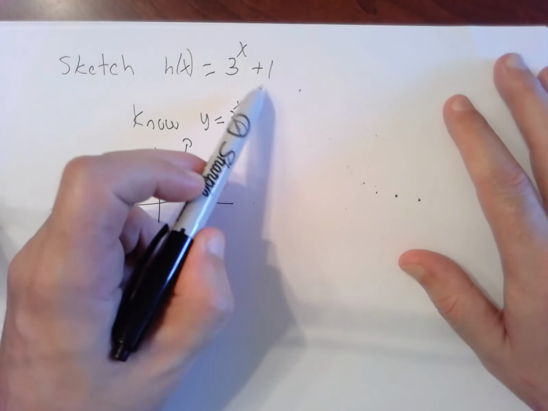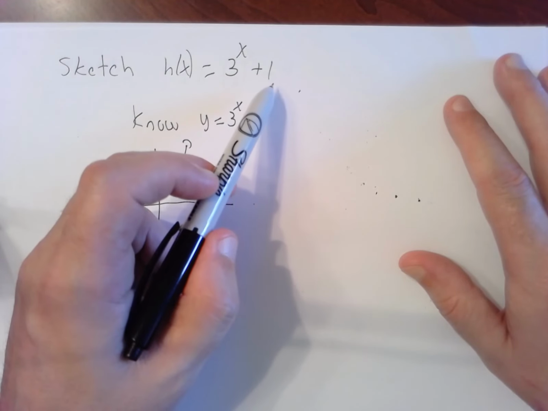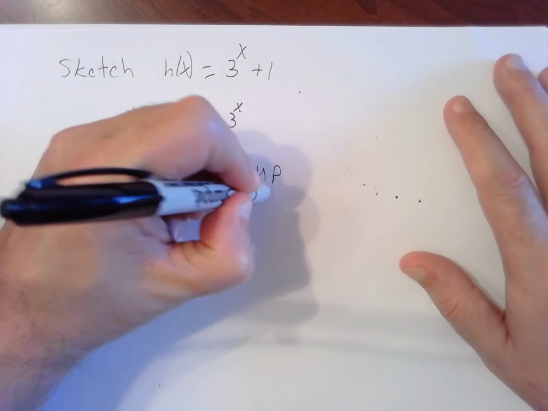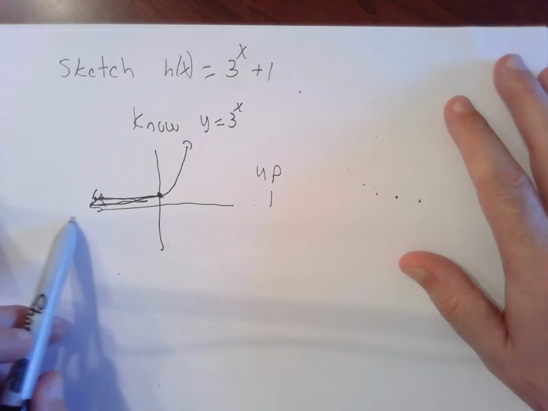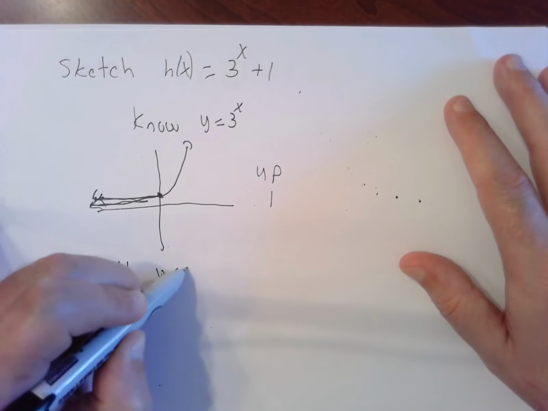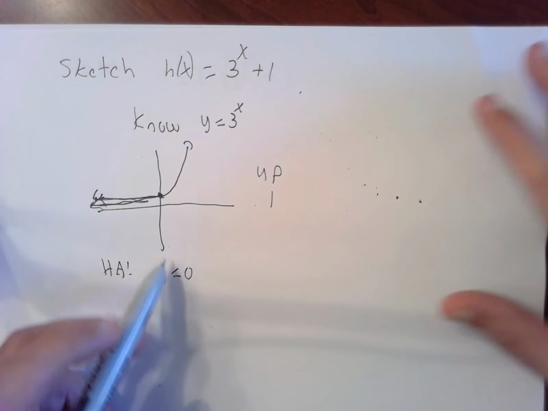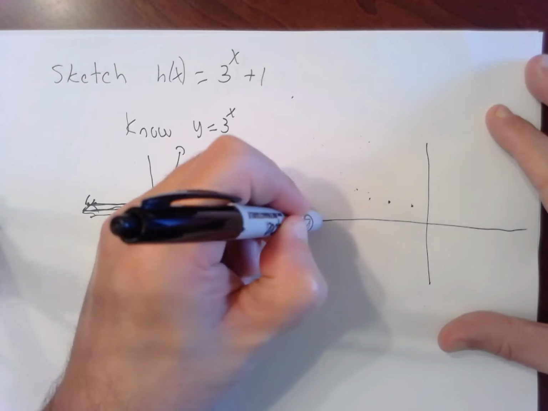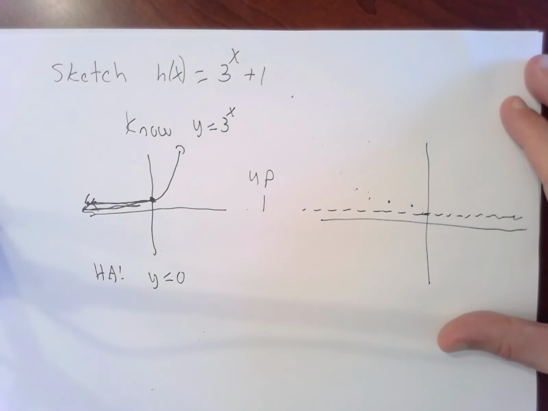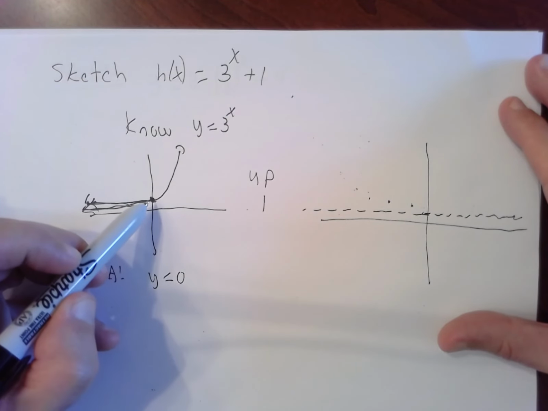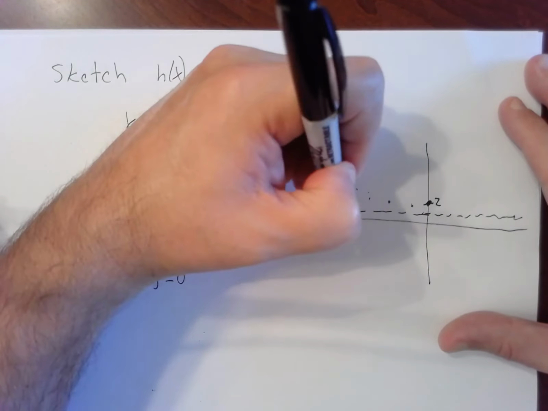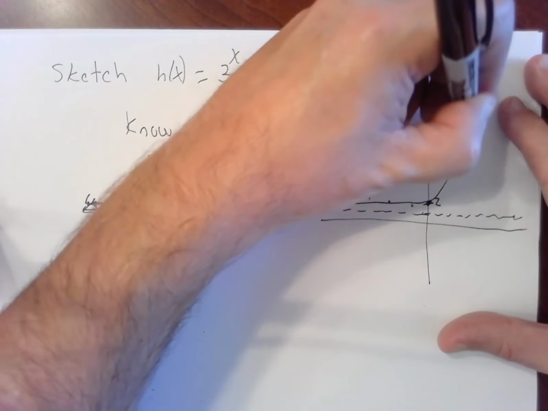Now, what's this plus 1 going to do? Is that inside or outside the function? That's outside. So I'm going to take this graph and go up 1. This guy has a horizontal asymptote at y equals 0. I'm going to move everything up 1, so now I'm going to have a new horizontal asymptote at y equals 1 instead of y equals 0. This point that was at 0, 1 is going to go up 1 to 0, 2. And my graph will come through here something like this.